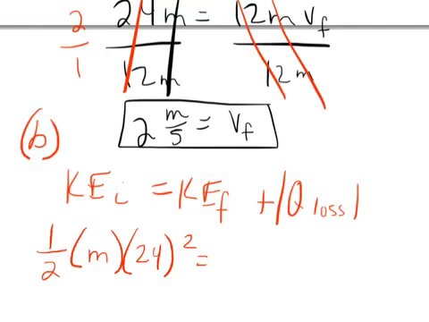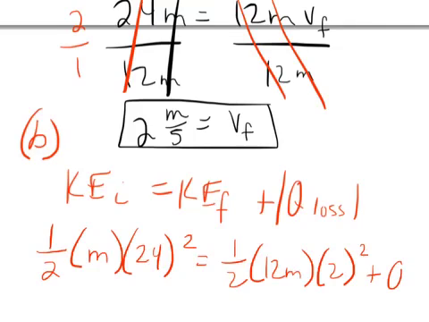Afterward, we have a combination of the two moving. Somebody raising their hand, tell me what it's going to look like. Raising your hand for KEf. Fernando. Half 12m times v2 squared plus Q loss. Very good.